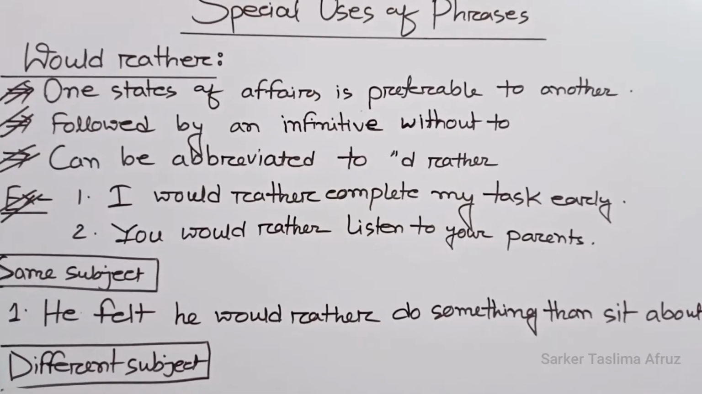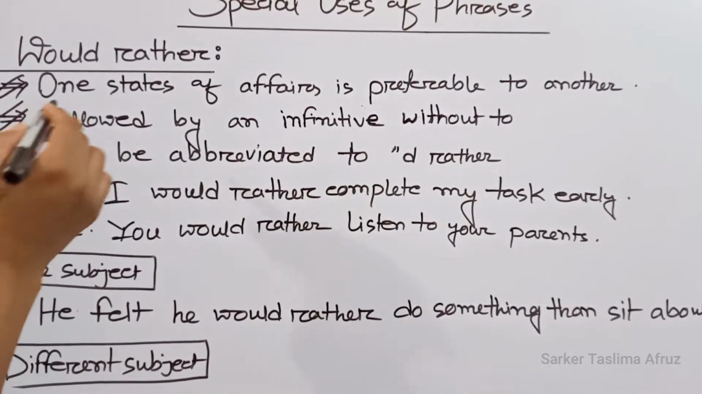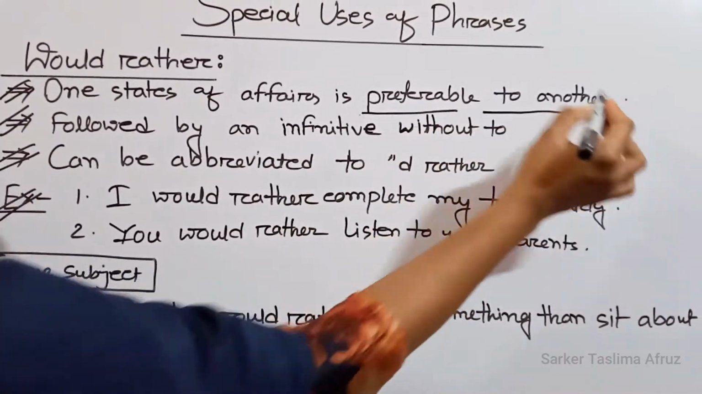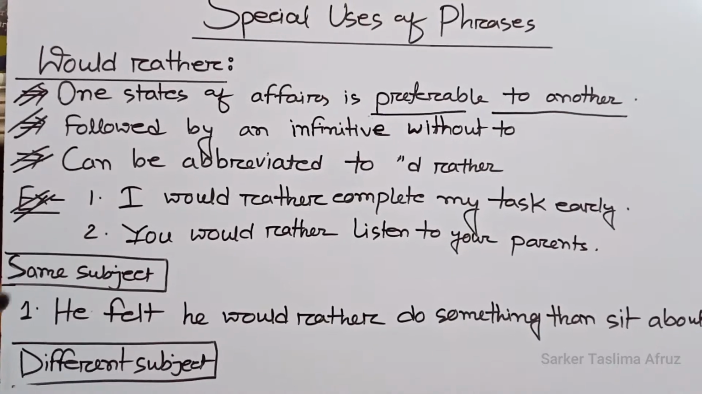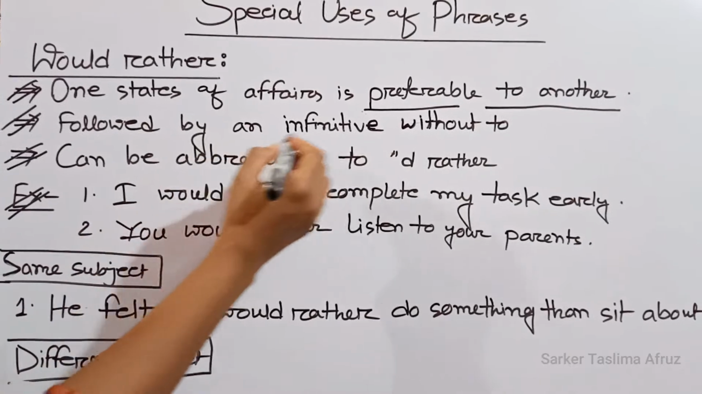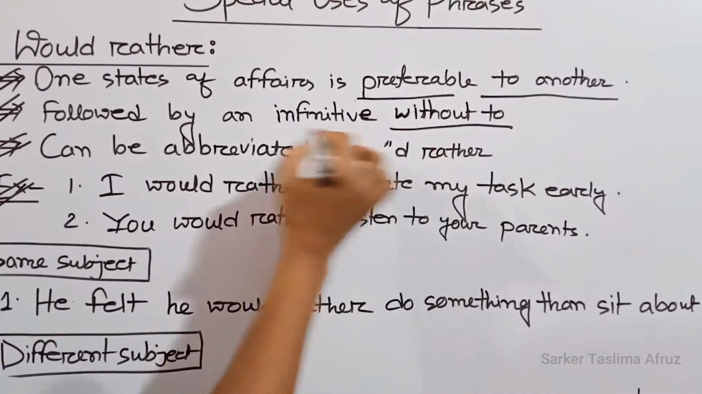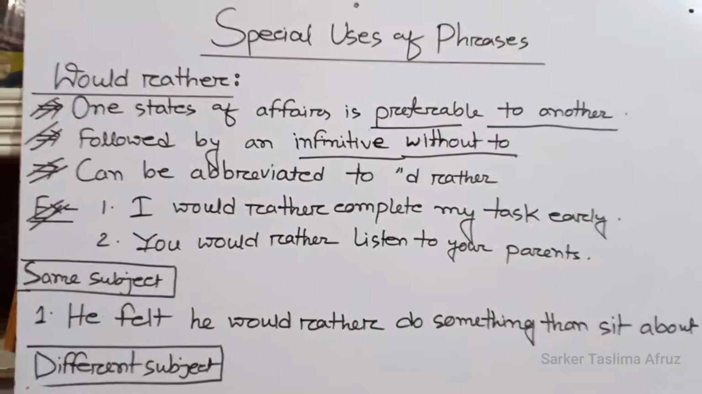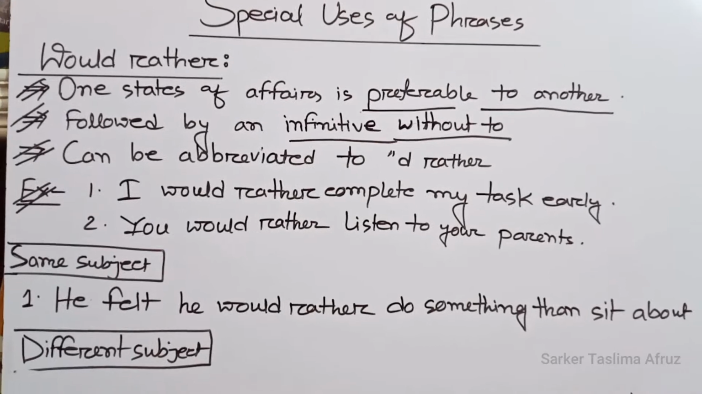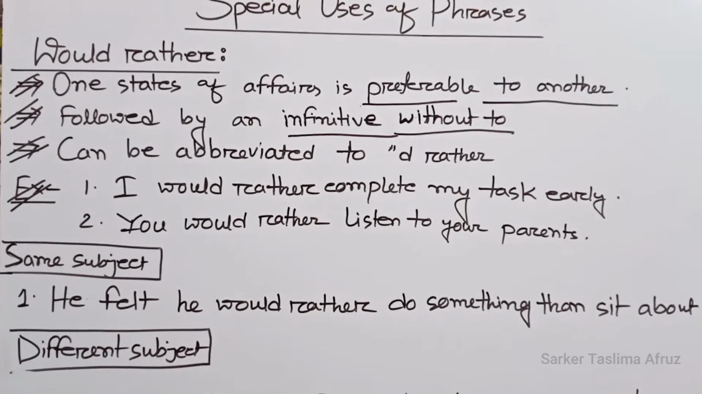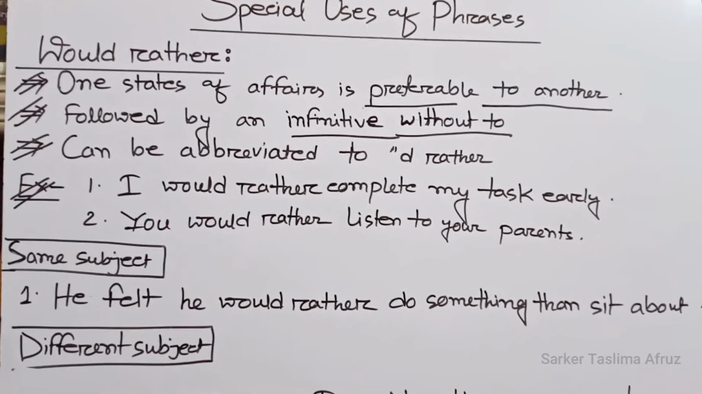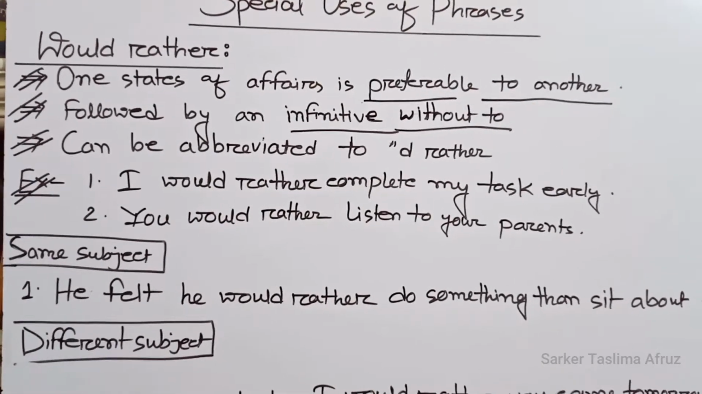You can see I wrote here, would rather says that one state of affairs is preferable to another, as earlier I said. Next one you can see followed by, that means would rather followed by an infinitive without to. Before I explain this topic, I just want to say what is infinitive. In grammar, infinitive means to plus base form of verbs. That means in short we can say V1. So infinitive means to plus V1.